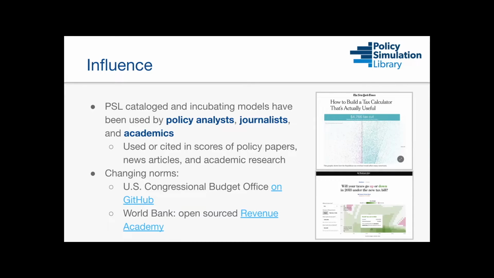And so we're seeing norms change with respect to how policy analysis is conducted, where it used to be closed source proprietary models within these government institutions. They're starting to open that up and share what they're doing. And we've seen the same with NGOs such as the World Bank, where they have an open source project they call Revenue Academy. And that Revenue Academy was built directly off of interactions between members of the Policy Simulation Library and World Bank staff. So we've seen influences there as well.